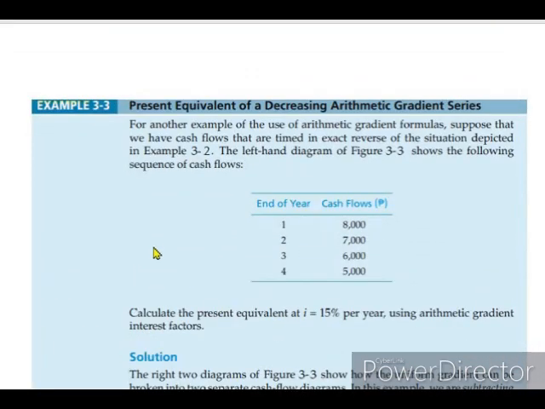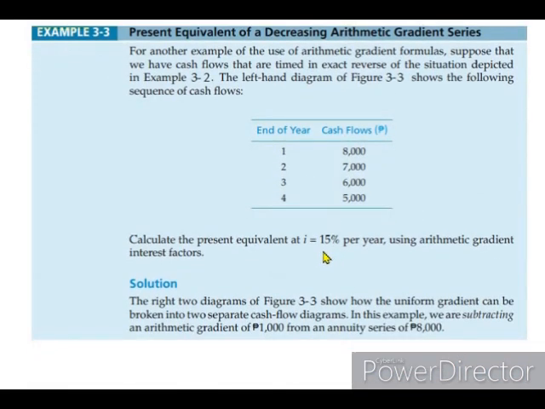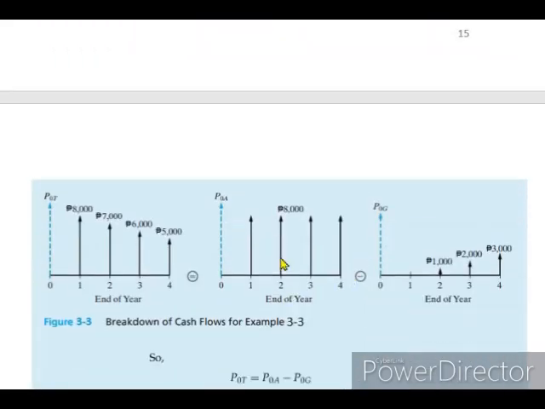Example 3-3: present equivalent of a decreasing arithmetic gradient series. Here we get the present equivalent of a decreasing gradient series. Notice 8,000, 7,000, going down to 5,000. The interest rate is the same, 15% per year. In the solution, the right two diagrams of figure 3-3 show how the uniform gradient can be broken into two separate cash flow diagrams: annuities, and the gradient.